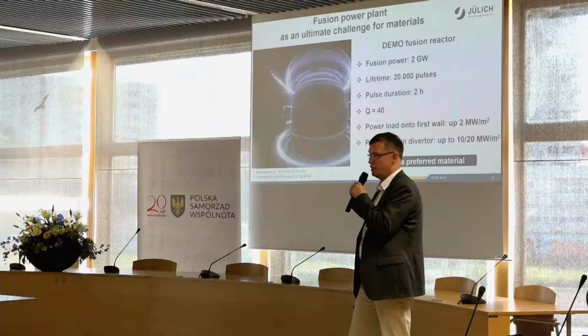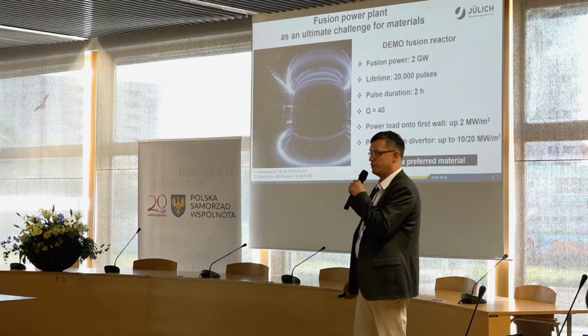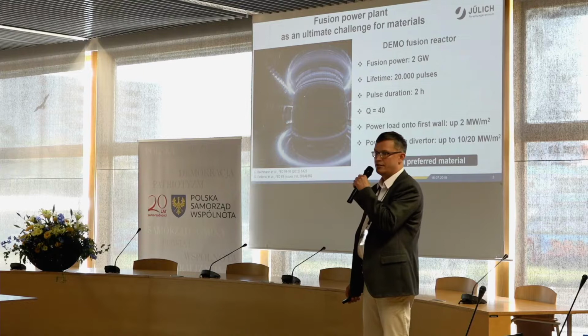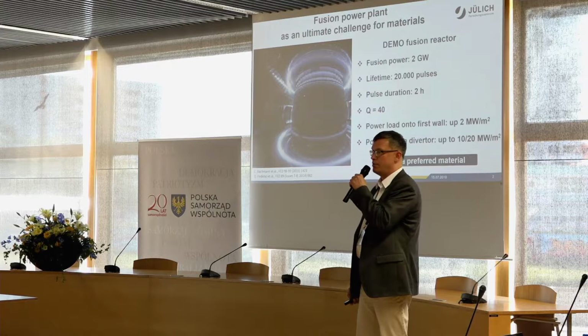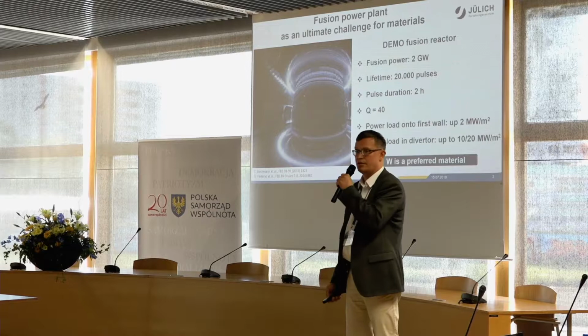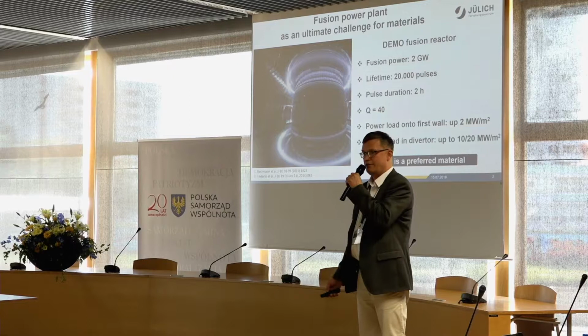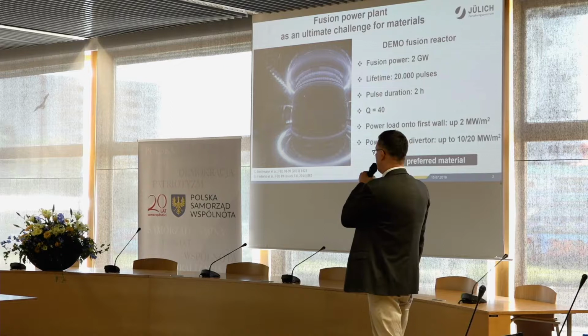Now, to cope with such an amount of load and quasi-stationary state operation, we need something very robust: something which has a very high melting threshold, something which is very difficult to sputter, maybe something which is not very much activated, and also something which has good thermal conductivity. So the prime choice at the moment for the plasma-facing material is tungsten. But taking into account the different environment, we may ask ourselves what to expect from the materials, and maybe other candidates, in the fusion power plant.